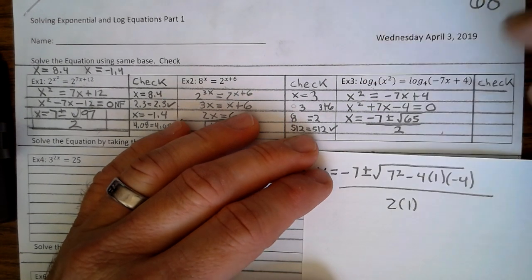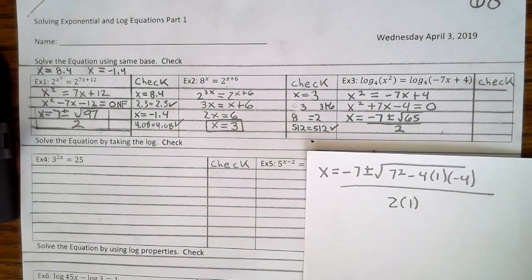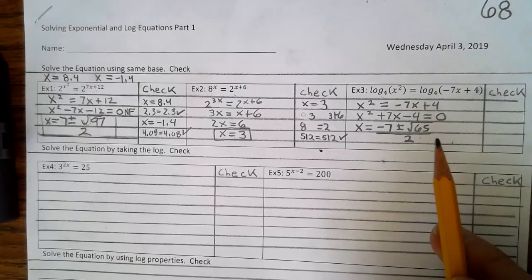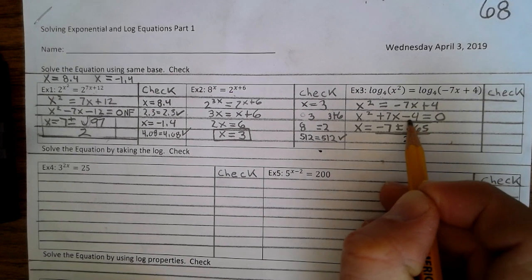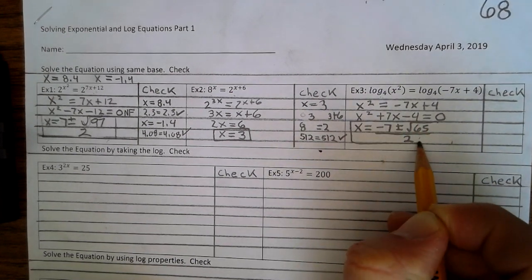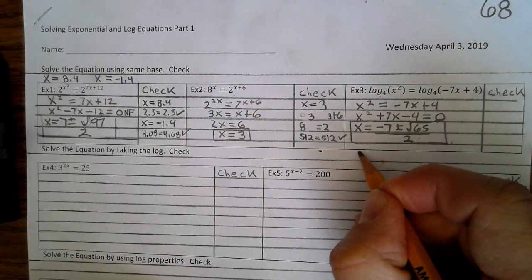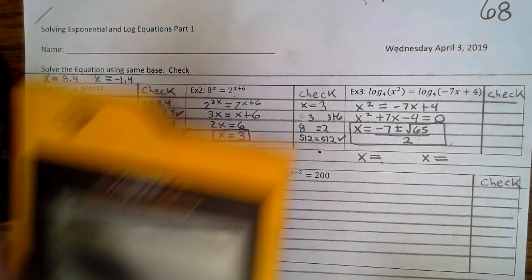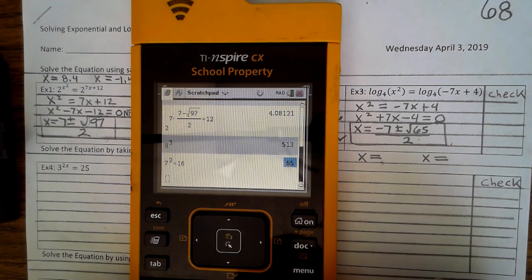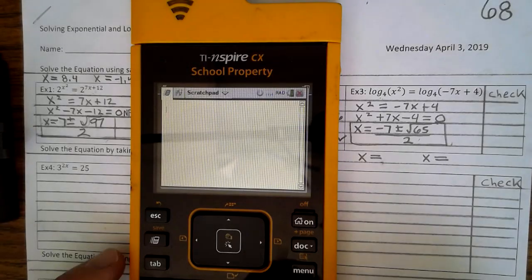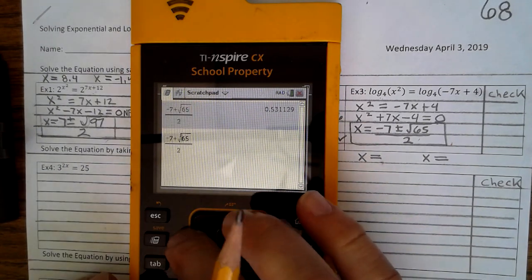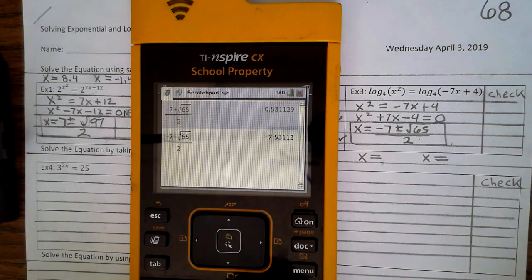Now, there's no perfect square that will multiply to give you 65, so we are set with this answer. But let's go ahead and write the answers as decimals. So x equals and x equals. To do that, we're going to use our calculator. So control divide, negative 7 plus control square root of 65 divided by 2. And then highlight, enter, subtract. So x equals 0.5 and x equals negative 7.5.